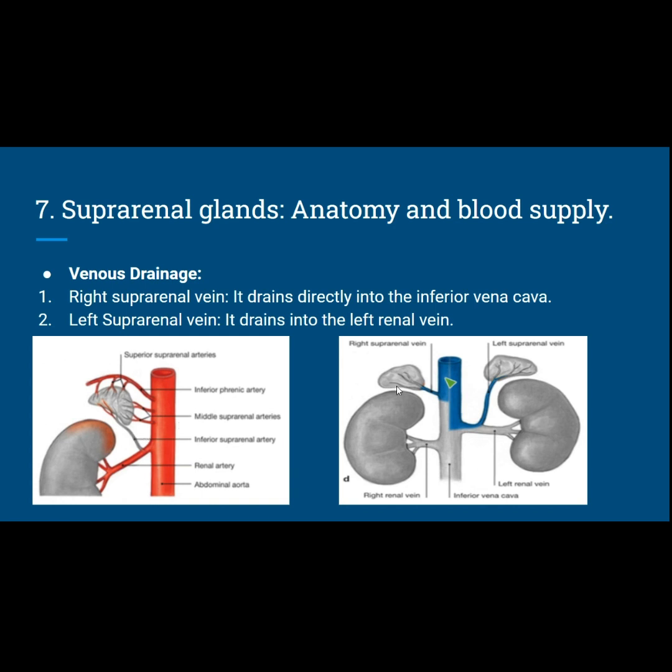But when you look at the venous drainage, you see the right kidney and the left kidney, the left renal vein and the right renal vein. If you remember, the right renal vein is shorter, so the right suprarenal vein drains directly into the inferior vena cava. However, you see that the left renal vein is longer, so the left suprarenal vein drains directly into the left renal vein, and that gets drained into the inferior vena cava.